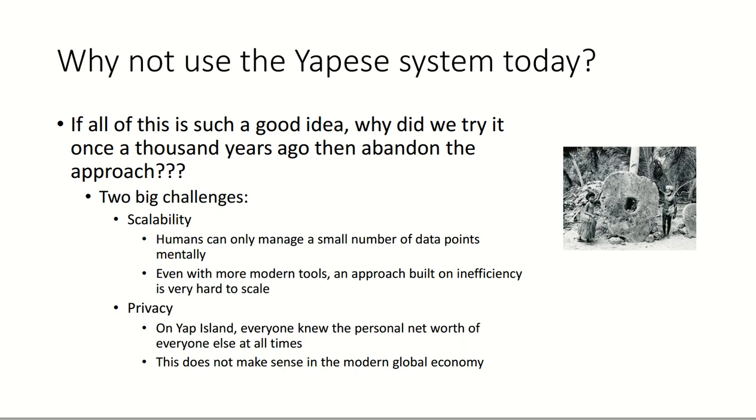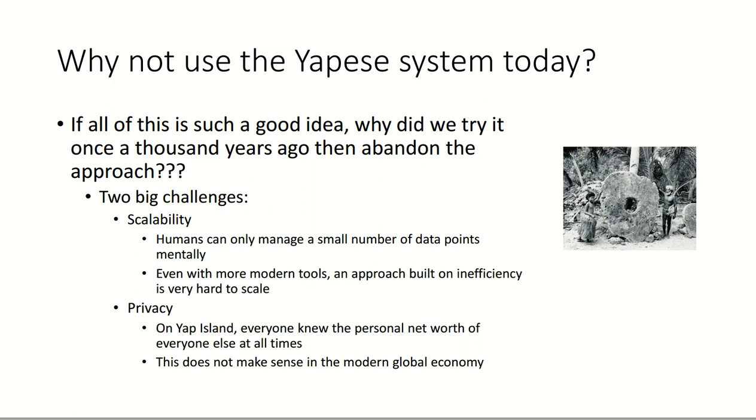Now, the second big concern that probably jumps into your head if you think about using the Yap Island system today is that of privacy. You see, on Yap Island, everybody knew mentally who owned which of the coins around the island, which is another way of saying that everybody on the island knew the personal bank account balance or personal net worth of everybody else at all times. And 3,000 years ago, on a small island of a few hundred inhabitants, each of whom spends their entire life together, this was likely not a problem.